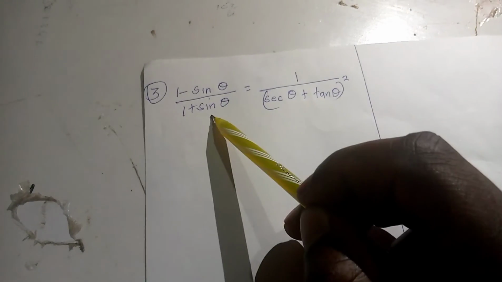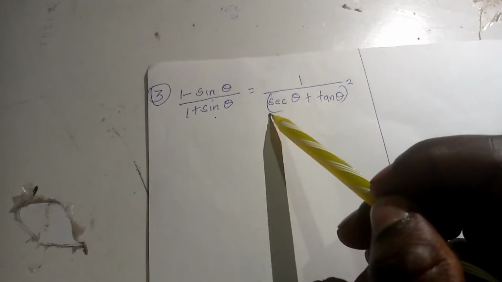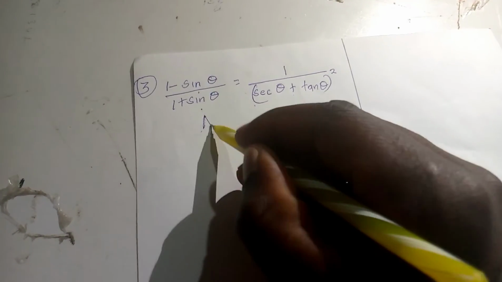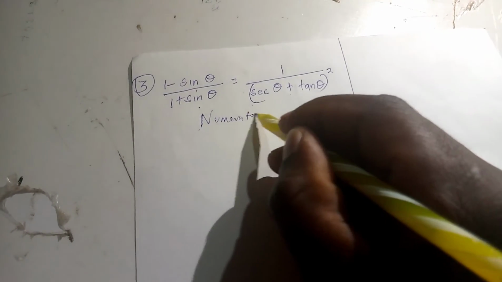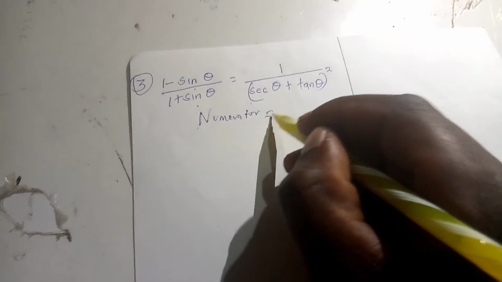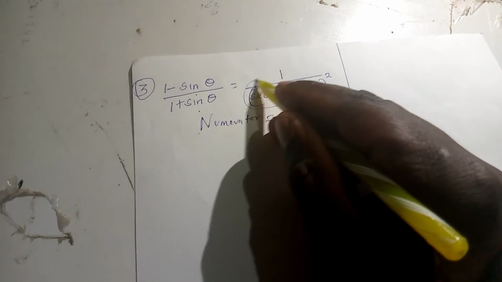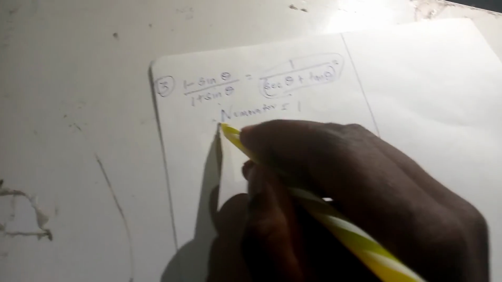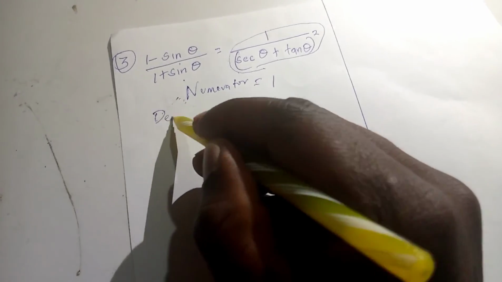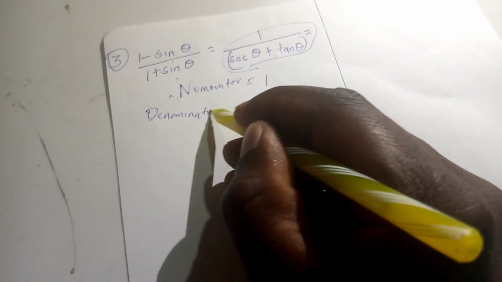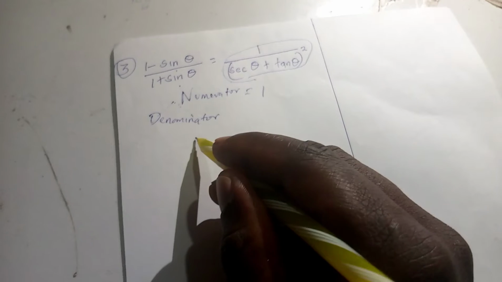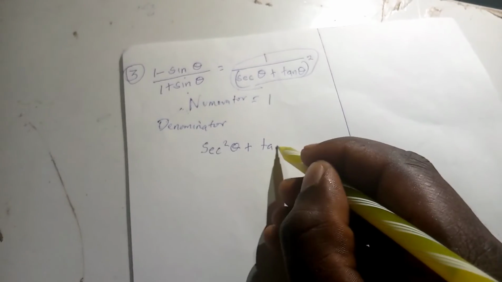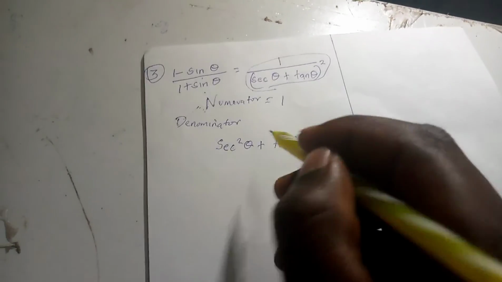Now you can go to the next one: 1 over 1 minus sin theta plus 1 over 1 is equal to 1 over sec theta plus tan theta squared. So we start from the right side. The numerator is 1, so we don't have to do many calculations since it is all 1. We start from the right side because it's the one that can expand and give the functions. So we go to the denominator, where we have sec theta plus tan theta, and since it is squared, it will be sec squared theta plus tan squared theta.